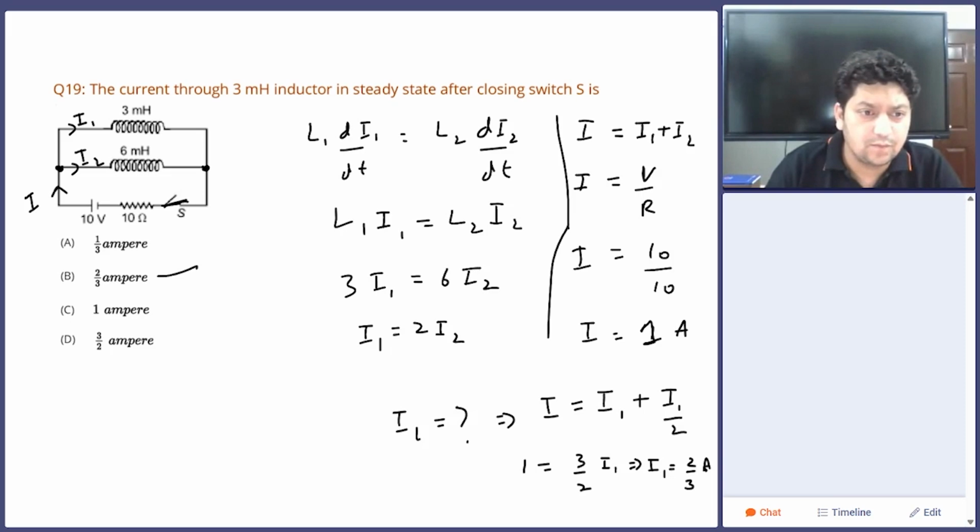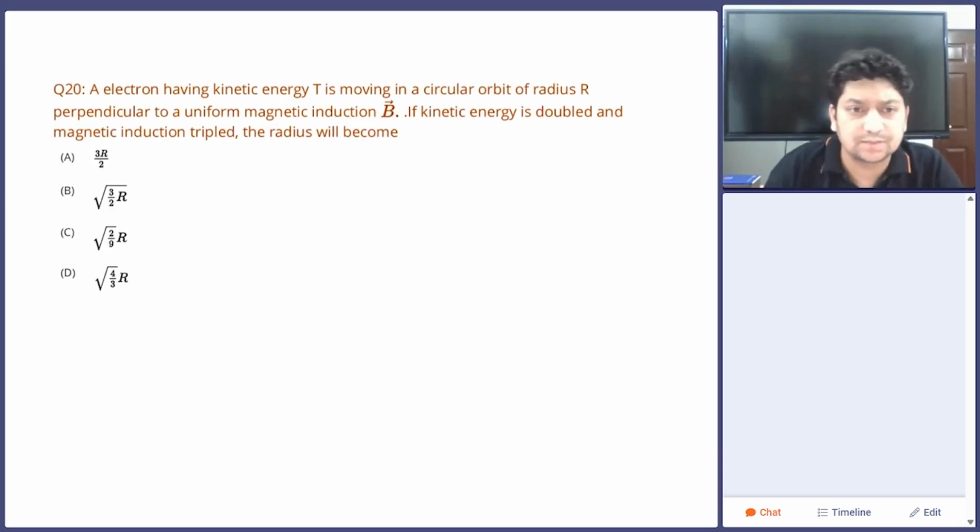Let's move to the next question. An electron having kinetic energy T is moving in a circular orbit of radius r perpendicular to a uniform magnetic field B. If the kinetic energy is doubled and the magnetic induction is tripled, the radius will become... Okay, now the electron is present.